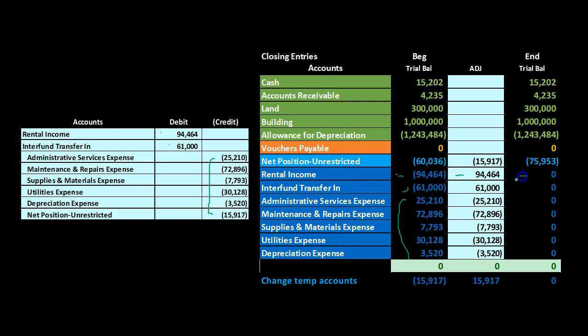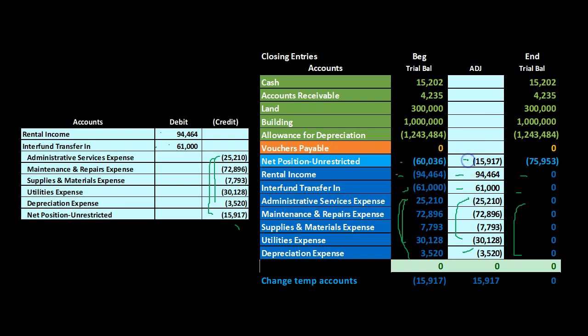It's going to go down with a debit to 0. $61,000 to the transfer in credit. We're going to debit it to make it go down to 0. And then all of these expense accounts, of course, having a debit balance, we do the opposite, crediting them, making them go down to 0. The difference going to the net position at $60,036 to begin with.